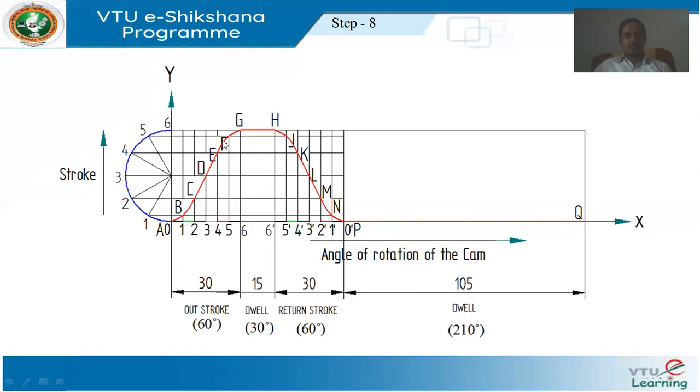This red color path indicates the displacement of the follower from BDC to TDC and from TDC to BDC during outstroke, dwell, return stroke, and the remaining dwell period. Nothing but for one complete revolution of the cam, this is the path of displacement of the follower under simple harmonic motion.